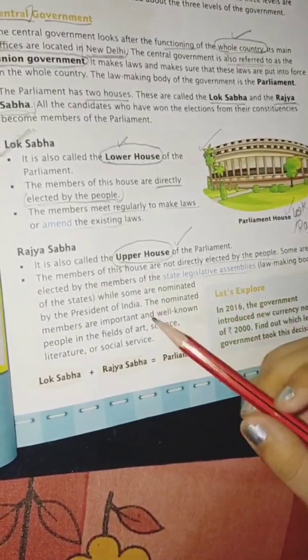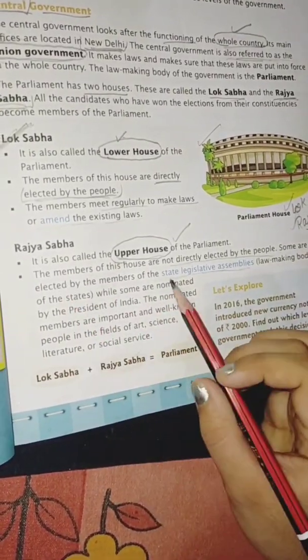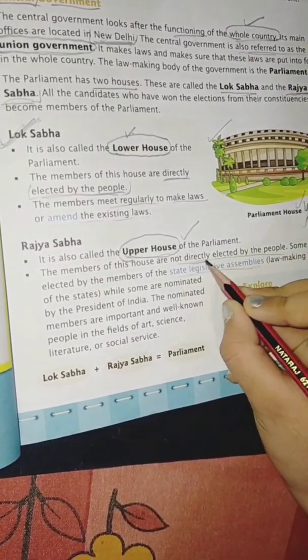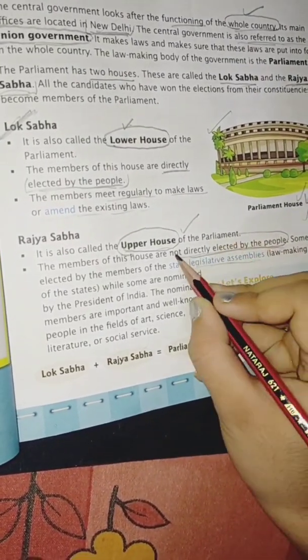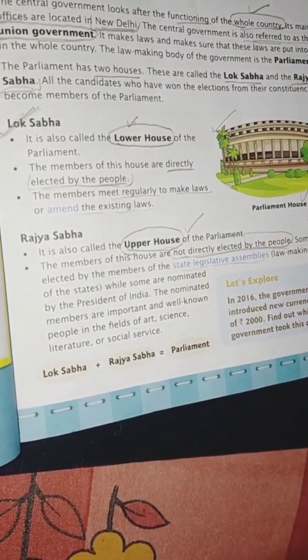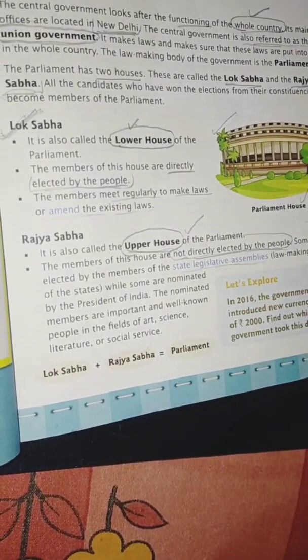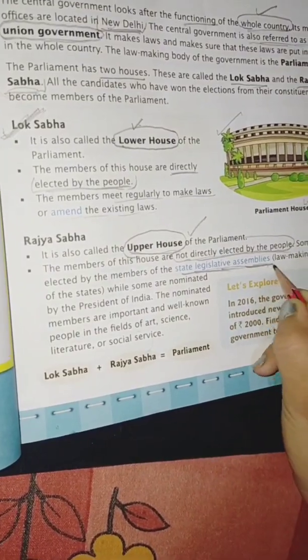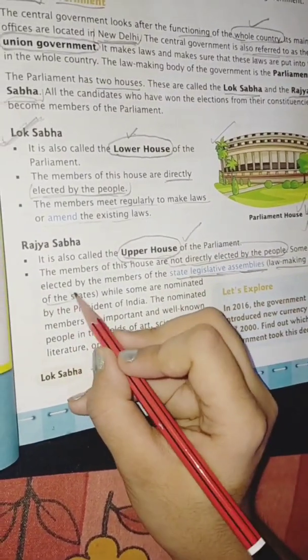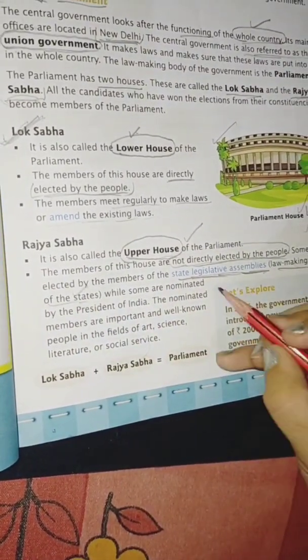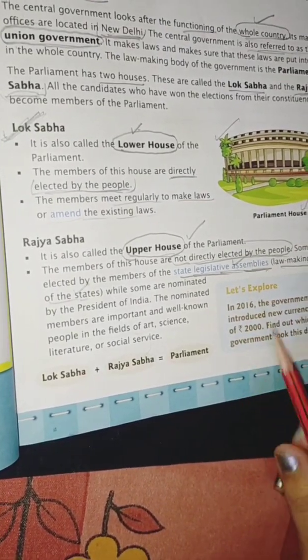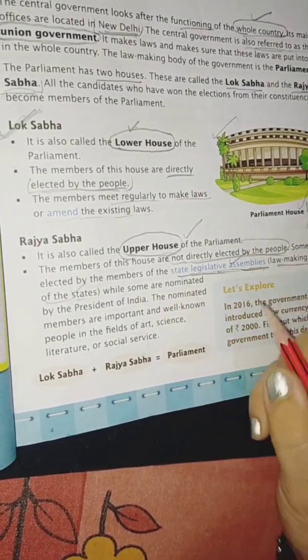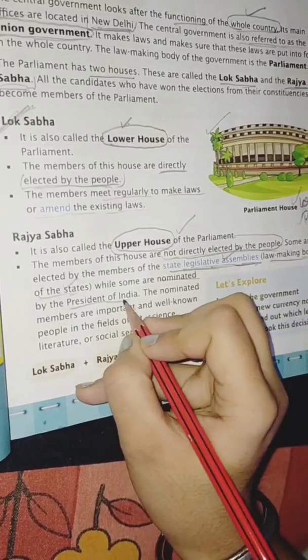If we talk about Rajya Sabha, the members of the house are not directly elected by the people. So who appoints the members? The state legislative assembly, the law making bodies of the state. Some of the members are from the state legislative assembly and some of the members are nominated by the president.